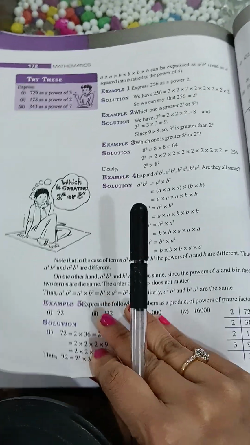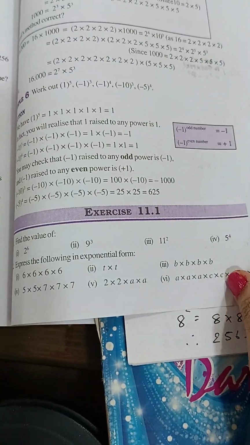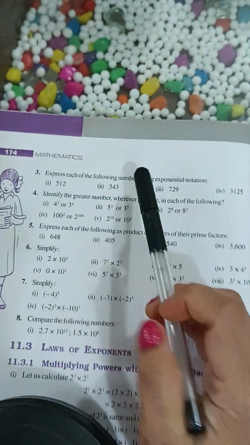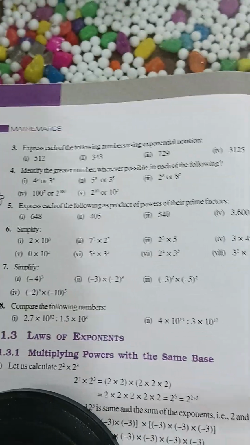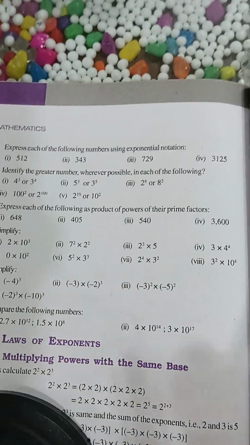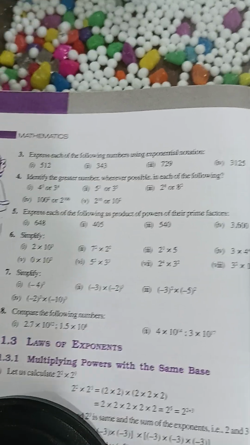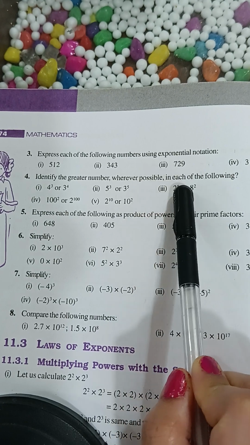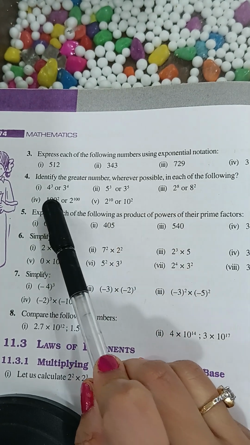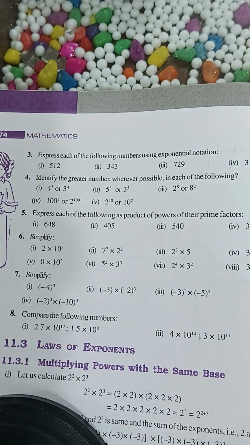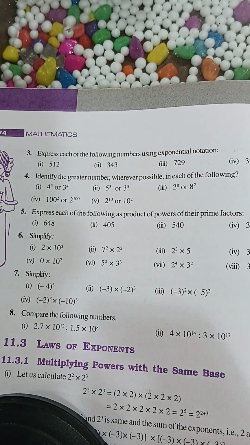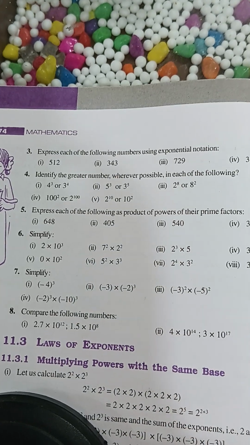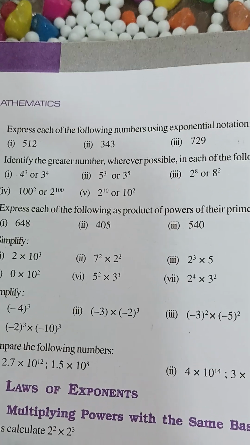Okay, so in the previous class, we solved some questions, question number 3 from exercise 11.1. Today, we will be solving question number 4. Let me just read the question for you. The question is, identify the greater number wherever possible in each of the following. In this question you have to identify which is the greater number. In some of the questions maybe you will not be able to solve the question, so you just have to apply your mind and then you can get to the answer.